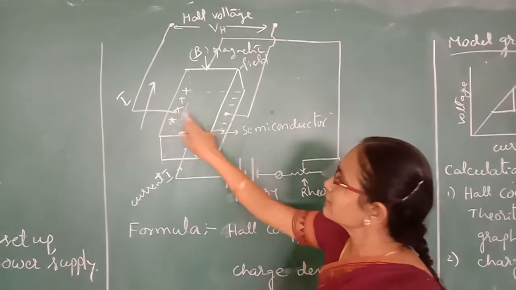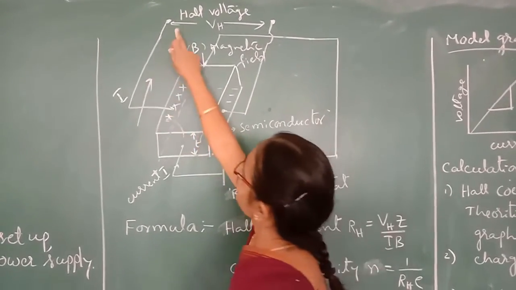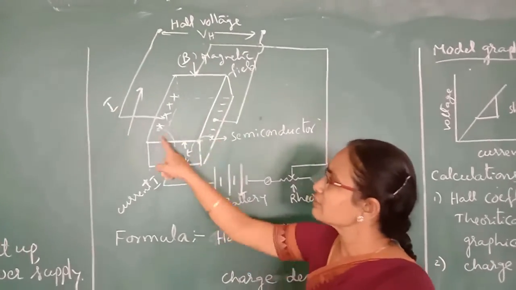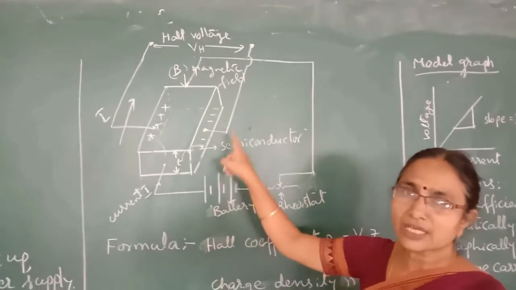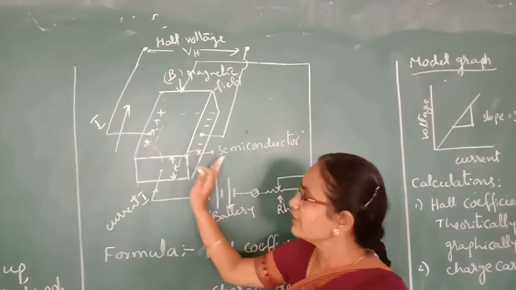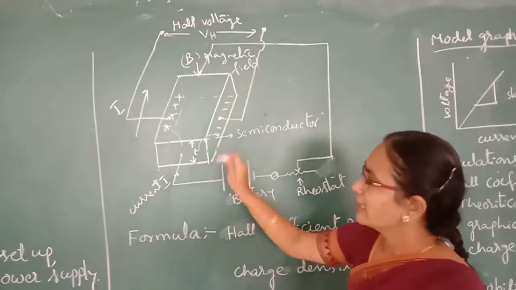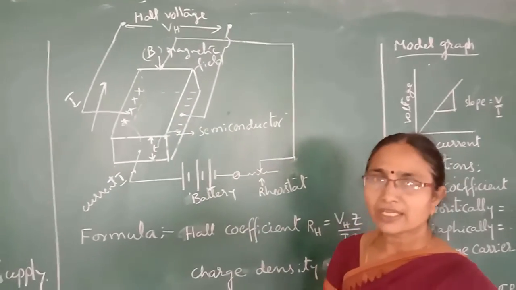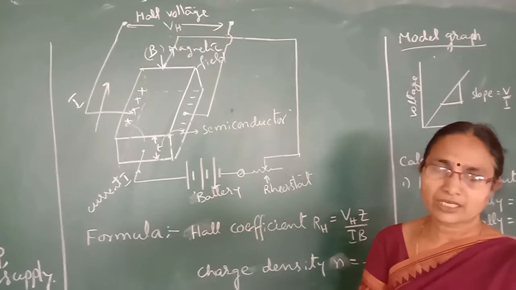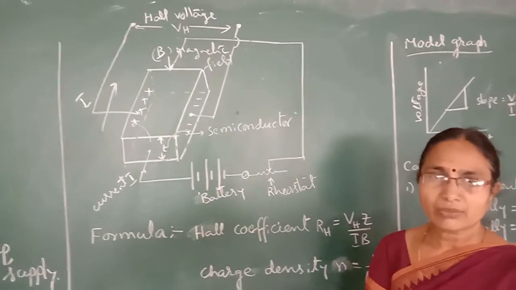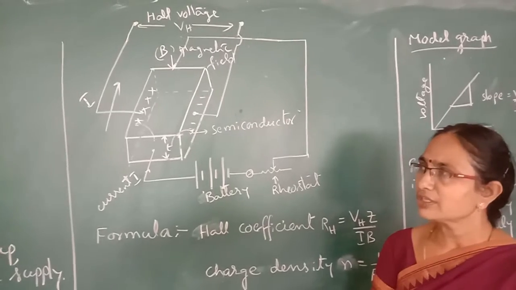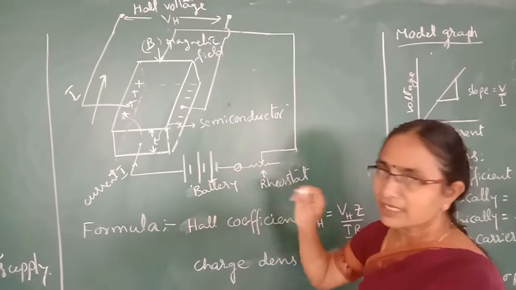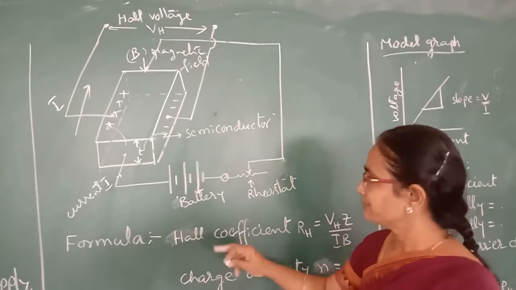And suppose we connect these two sides by a voltmeter. Here I am showing a voltmeter. Here VH is the voltage developed between these two surfaces. This voltage is known as the Hall voltage, and there is an electric field established between these two terminals. And observe that T is the thickness of the semiconductor that we are taking. We can take either an n-type semiconductor or a p-type semiconductor. Suppose you take a p-type semiconductor, we get the Hall coefficient to be positive, and for an n-type semiconductor we get it to be negative. And in our experiment we are taking an n-type semiconductor.